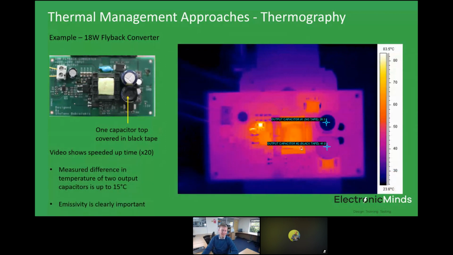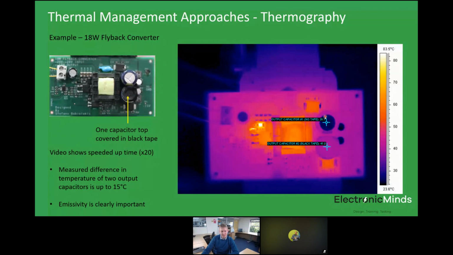If we then let that get to steady state, so this is running after a fair amount of time, and I zoom in on the thermal plot, look at the difference in temperature. These two capacitors are at the same temperature. They're being subjected to the same current stresses. So the one at the bottom with the tape on, with a nice matte black finish, is giving us a temperature of about 41 degrees C, which is about right for this sort of converter.